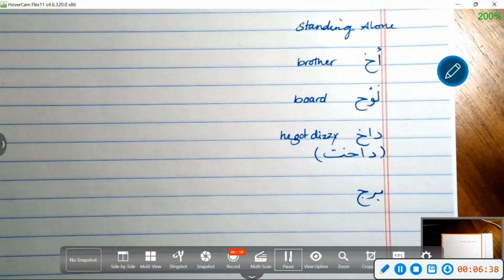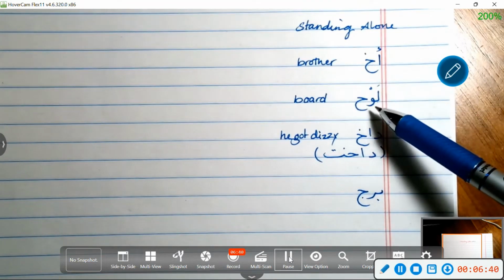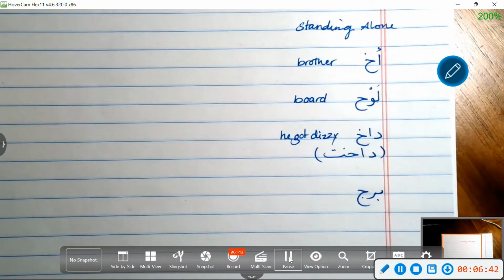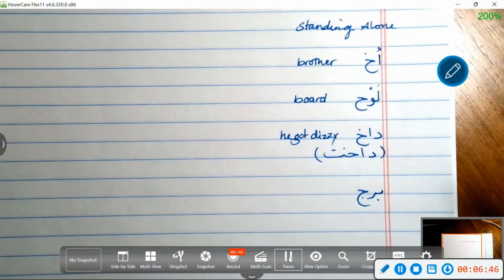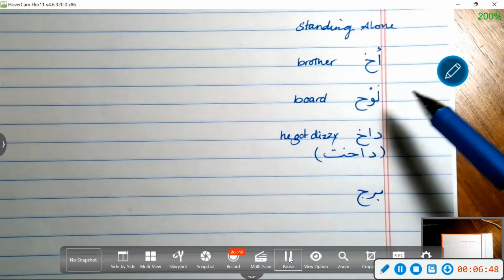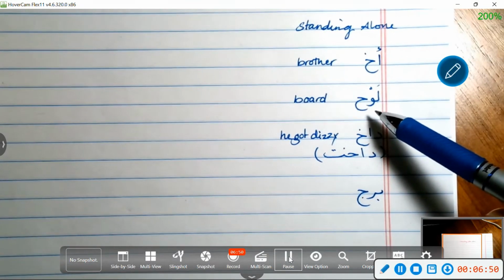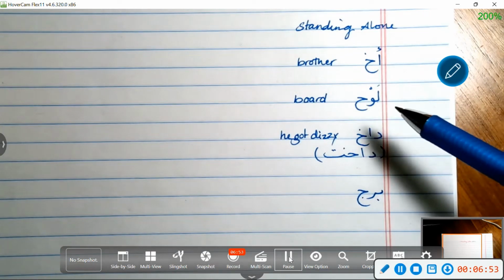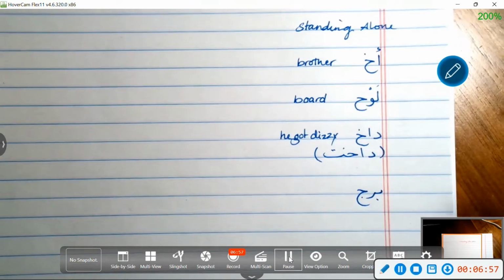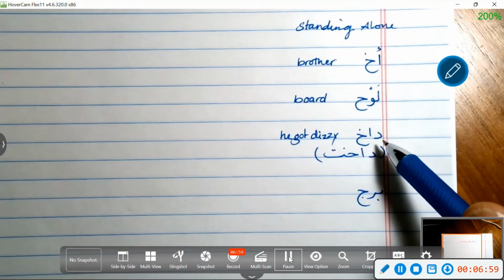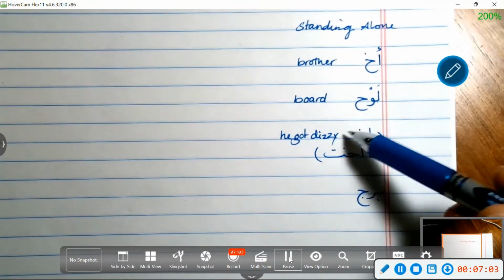We have lawh, a board. And now waw and ha, they don't connect because the problem is with the waw, it doesn't connect to any letter that comes after it. So ha stands alone here. Dakh, same thing. Dakh, alif doesn't connect to the letter that comes after it.